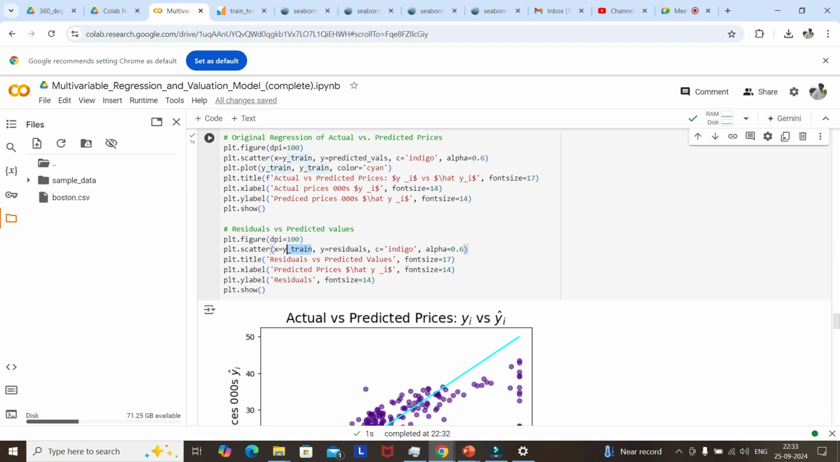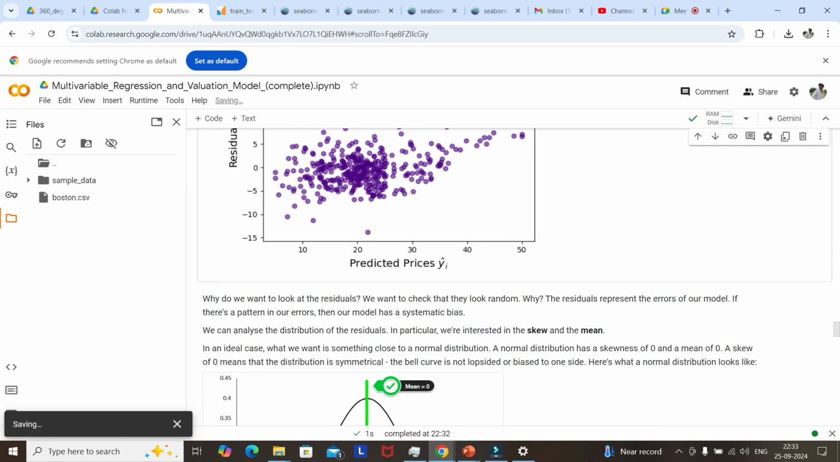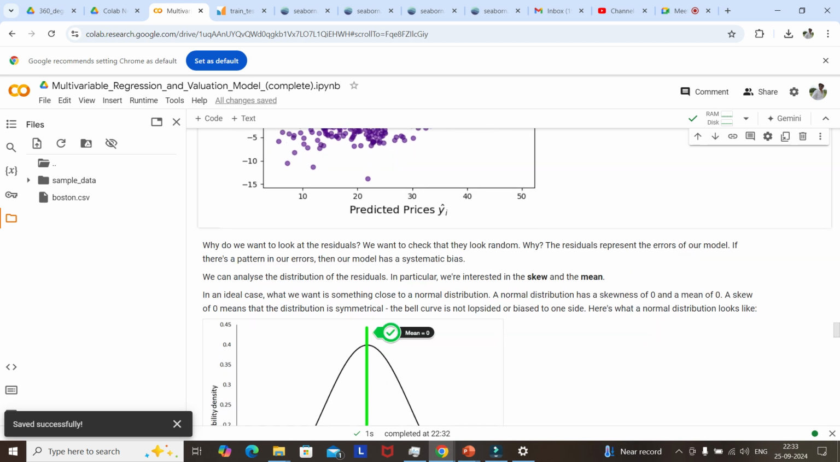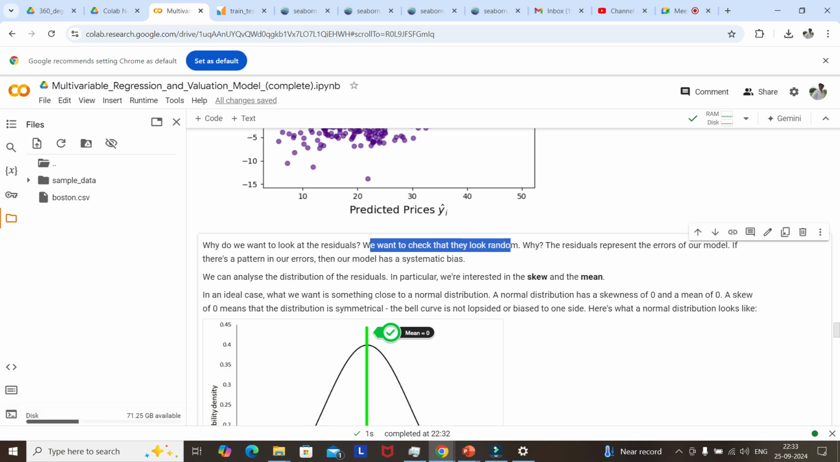Let me change back. But why do we need to see the residuals? Exactly. The residuals represent the errors of the model. If there is a pattern in our errors, that indicates a systematic bias. So is there any pattern where our data points are going outside the predicted values? How can we actually check that using the skew and mean?